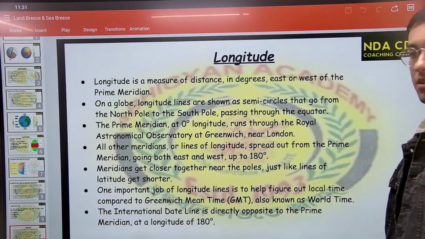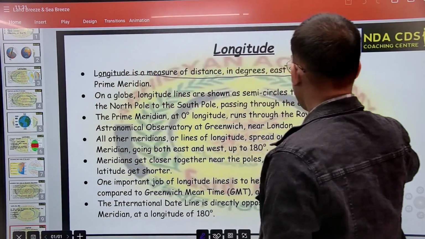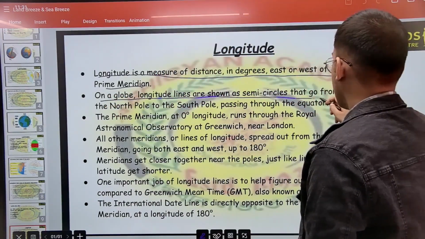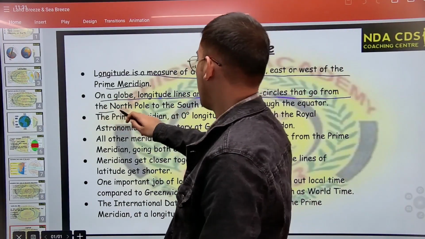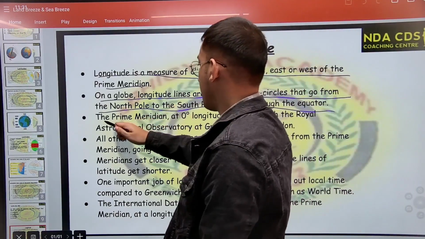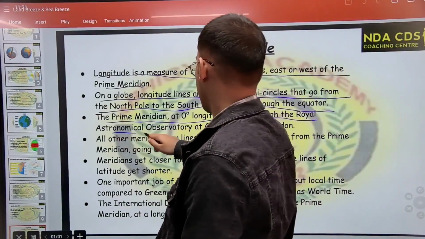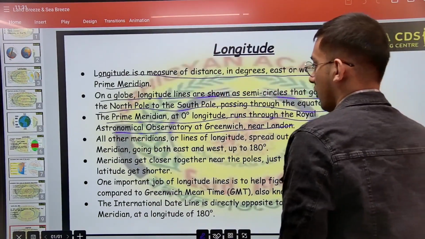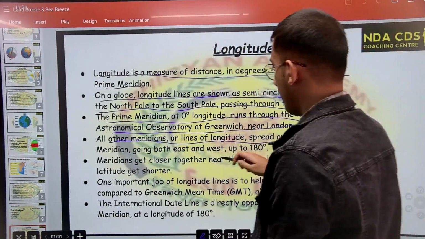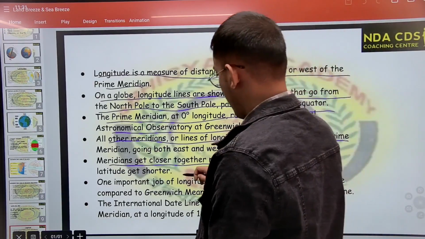Now we come on to longitude. Longitude is a measure of distance in degrees east-west of the prime meridian. On a globe, longitude lines are shown as semicircles that go from the North Pole to the South Pole, passing through the equator. The prime meridian at 0 longitude runs through the Royal Observatory at Greenwich. All other meridians or lines of longitude spread out from the prime meridian. Meridians get close together near the poles, just like lines of latitude get shorter.